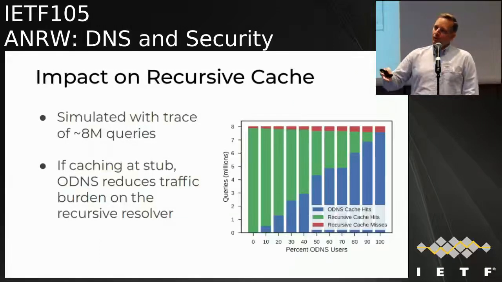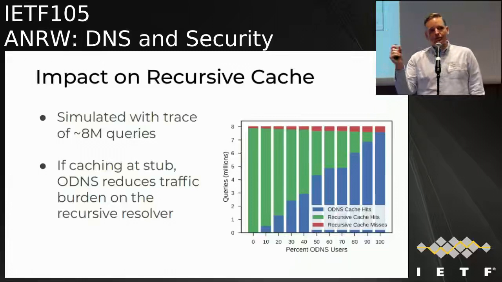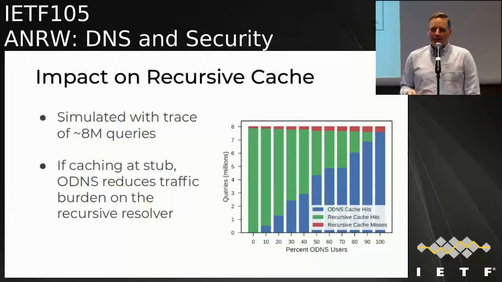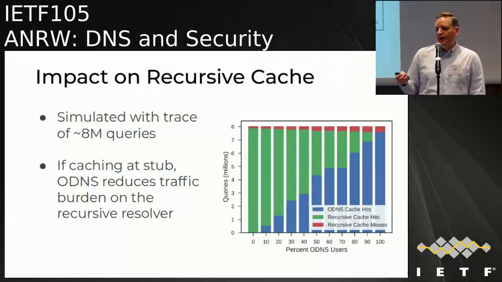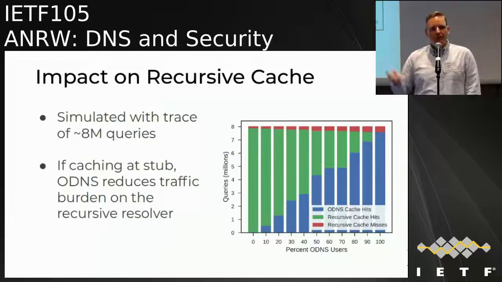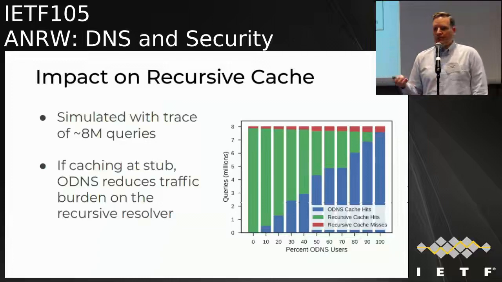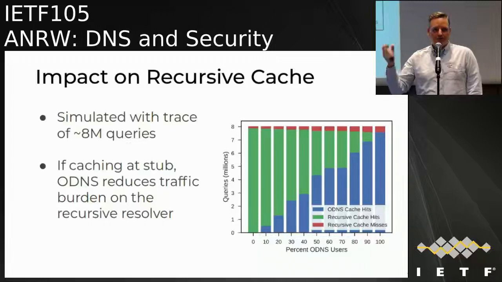Of course, when we send these ciphertext queries, we're essentially ruining the caches of existing recursive resolvers, and they're not going to like that. So we wanted to understand what this would look like in terms of traffic. We took a trace of around 8 million queries and simulated users as we turned up and down the percent of users that are using ODNS. You can see when you have 0% ODNS users, the cache misses at the recursive are relatively small. As you increase the percent, that's obviously growing. However, if you implement caching at the stub, which we do, we actually reduce the overall percentage of traffic.